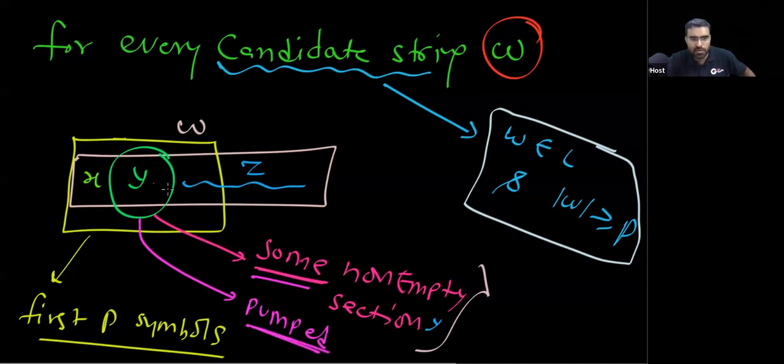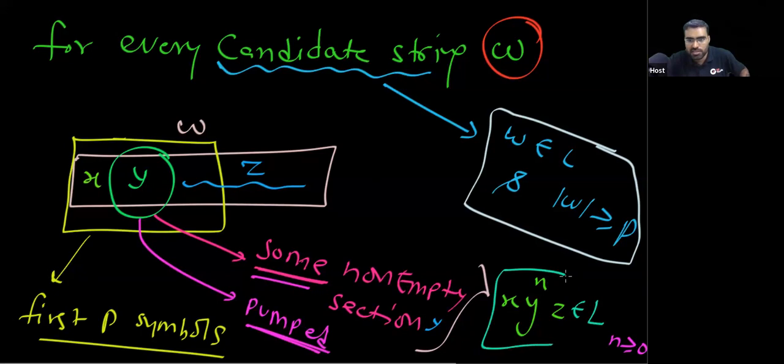So tell me what will happen. If you repeat this Y any number of times, this Y power N, where N can be greater than or equal to 0, means you can repeat this Y any number of times. This is the resulting string, yes or no? Agree or not? If I repeat this Y any number of times, this will be the resulting string, and this must belong to L.